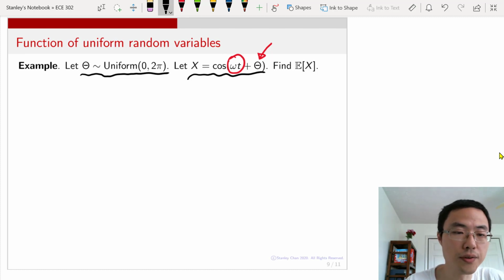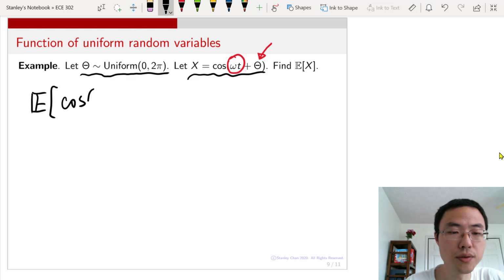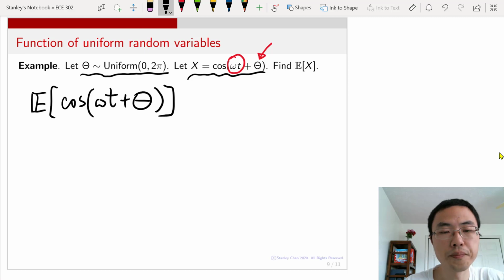We want to find the expectation of x, and we know that the expectation of x is just the expectation of cosine of omega t plus theta.